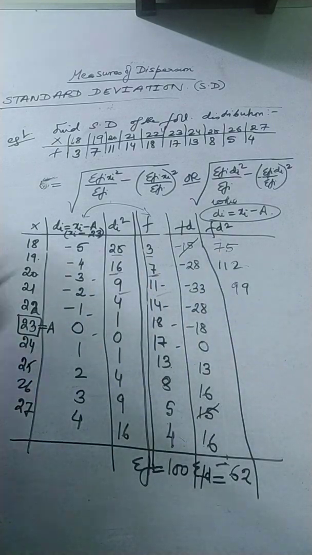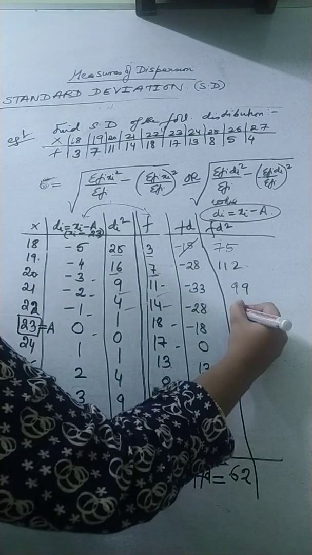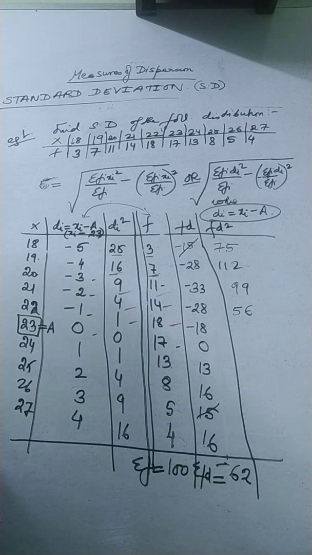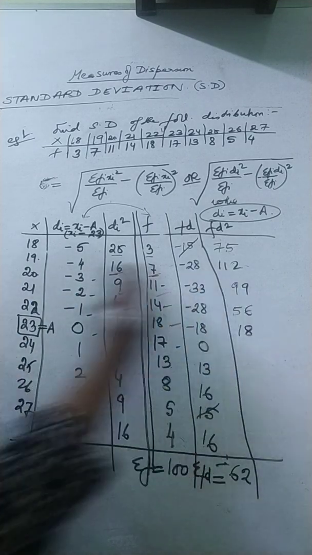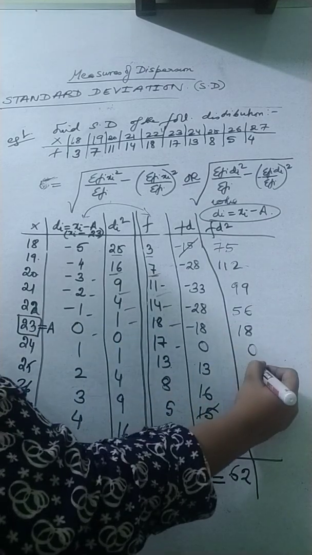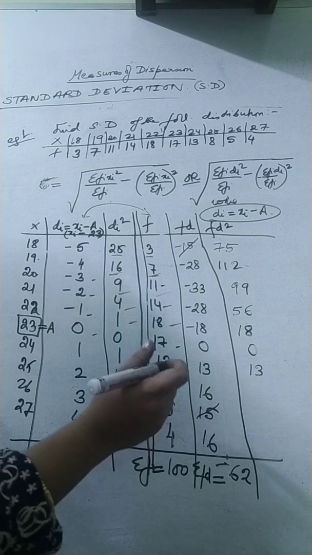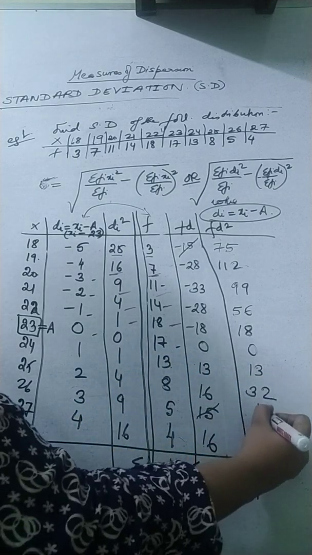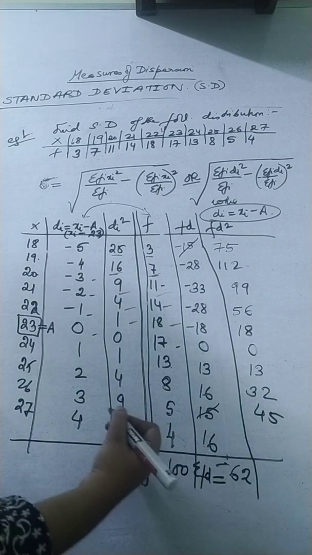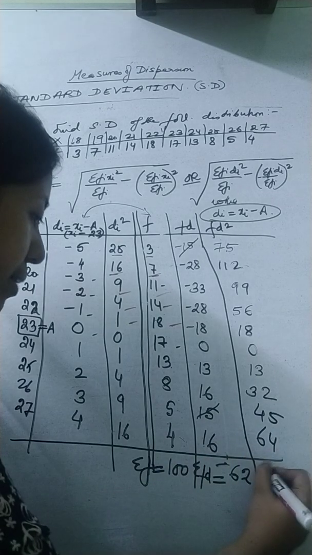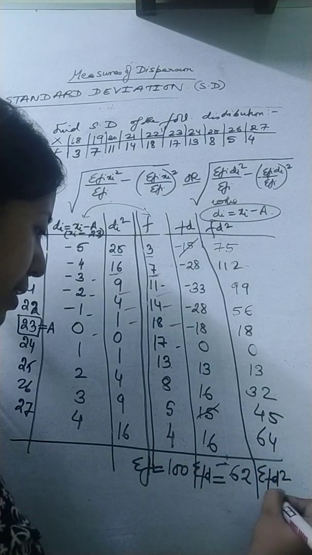Then the next value, 14 with 4 now. 14 4s are 56. Then 18 with 1, that makes 18. 17 with 0 is your 17. 13 with 1 is your 13. 8 with 4, 32. 5 with 9, 45. 4 with 16, 64. So summation FD square is out.